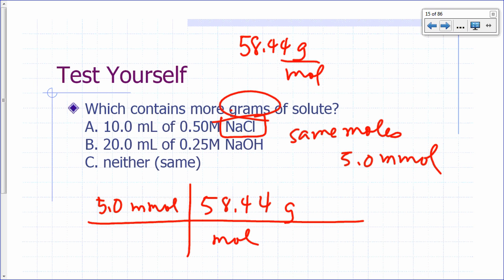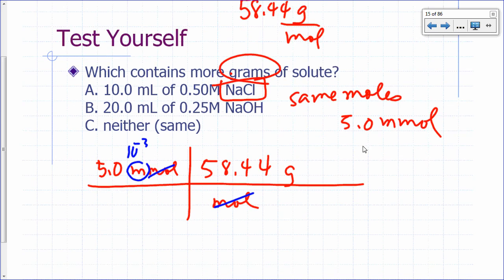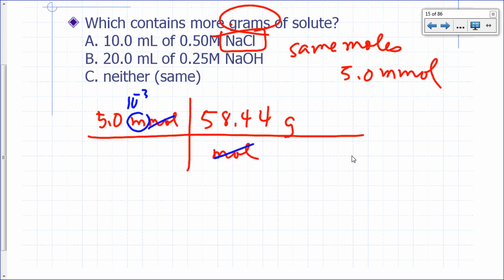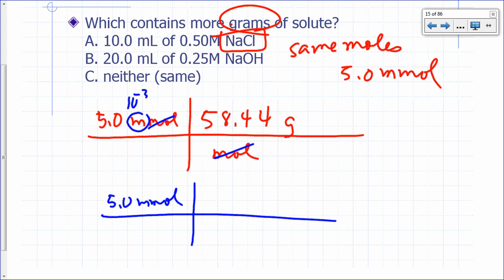Now, when you do this, mole will cancel out. You'll still be left with a milli there, which is 10 to the negative third. So that will give you a milligram if you don't replace the milli by 10 to the negative third. But it's really irrelevant in this case. You don't even have to do that because you're just comparing the two. You're not asked for the actual amount. So here you have 5 millimoles this time of sodium hydroxide, and the molar mass of sodium hydroxide is 40.00 grams per mole. Again, we've seen that earlier. So which one will have more grams? The one that has a larger molar mass. So the correct answer in this case is A.